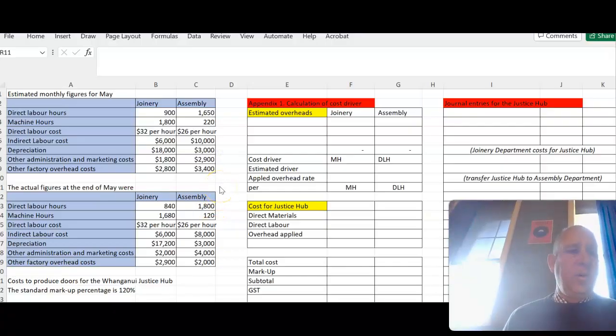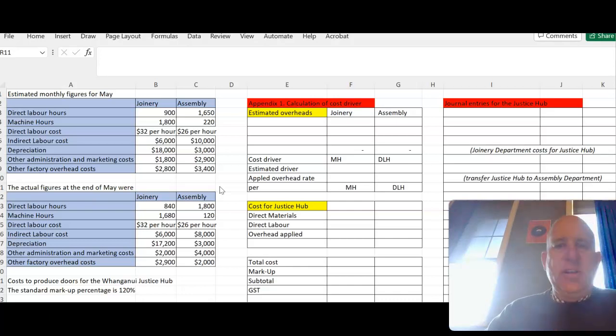Welcome to the assessment of Ora Doors. Going through this one is a practice for the actual assessment that you'll do shortly. So Ora Doors is a business that is creating doors for the Justice Hub, and you are required to fill in this information based on the estimated figures.